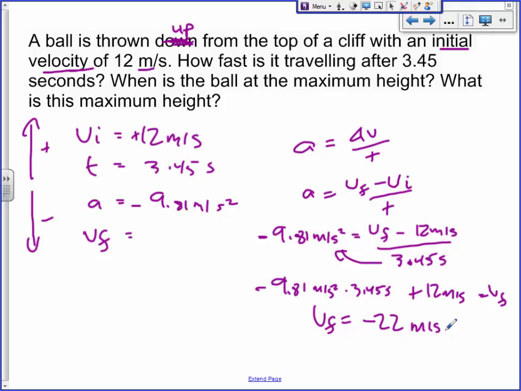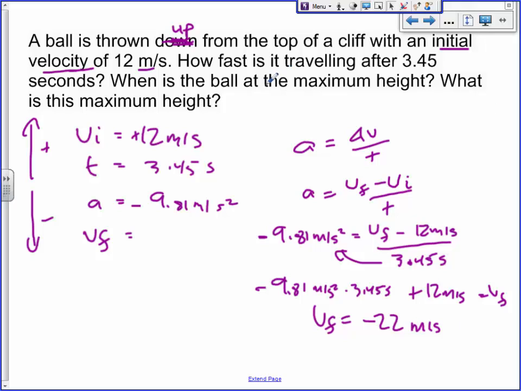I threw the thing up in the air. I gave it a positive velocity to begin with, right? What's happened after 3.45 seconds? It's not going up, because it's already begun its descent, right? It's gone up in the air and it's now on its downward section, right? So that's why it's negative, because it's actually starting to come back downwards.